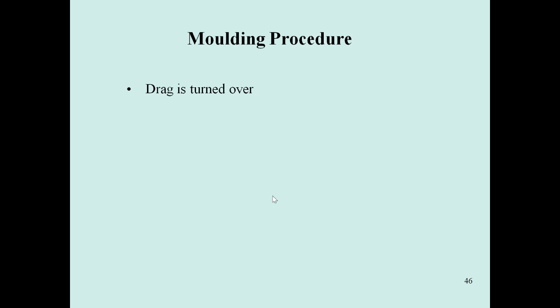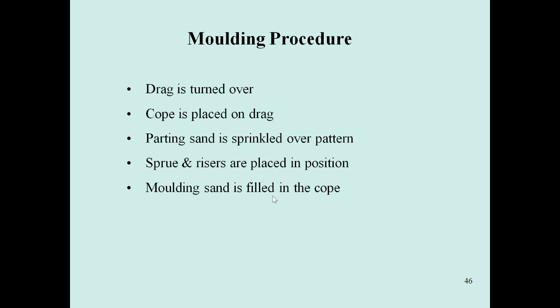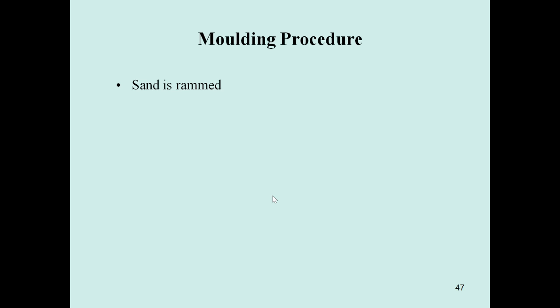So next you can see here. Drag is turned over. Cope is placed on drag. So parting sand is sprinkled over the pattern surface. Next, screw pins and razor pins are placed in position. So molding sand is filled in the cope. Next, sand is rammed by the rammer. Then excess sand is removed by the strike off bar.